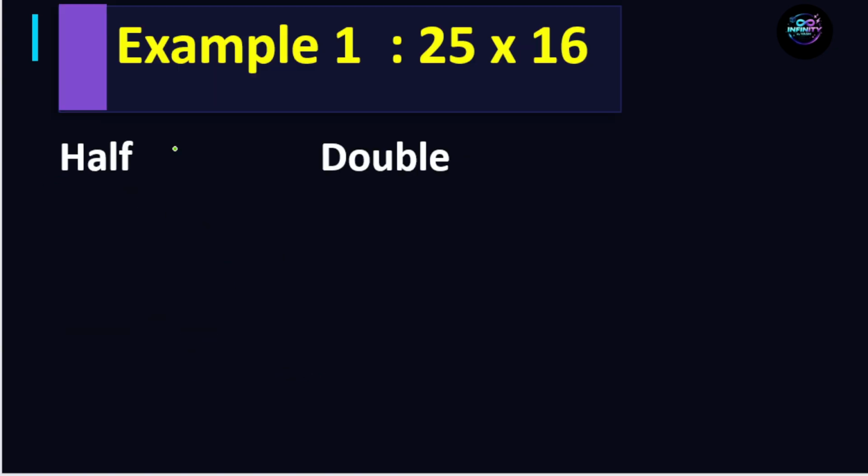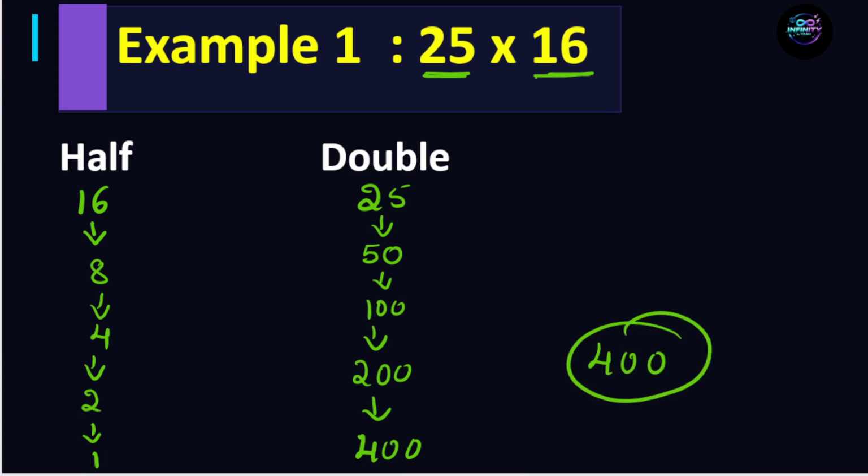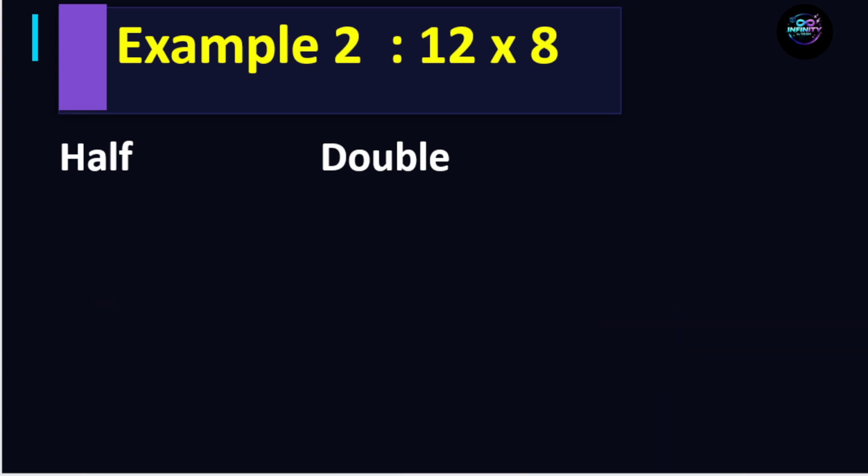So what did we do in this problem? First you choose the even number to halve. Then you choose the odd number to double. Then 16 half we did 8, 4, 2, 1. Then 25 we doubled: 25 two times is 50, 50 two times is 100, 100 two times is 200, and 200 two times is 400. So the answer we got is 400. Easy, right? Let us solve one more example.